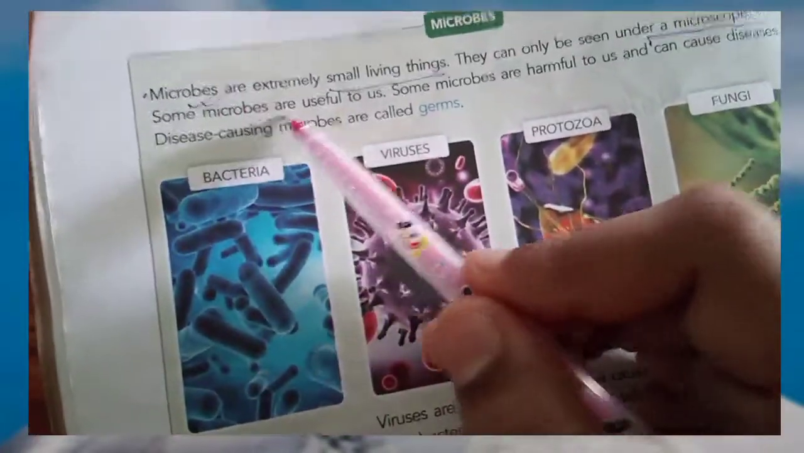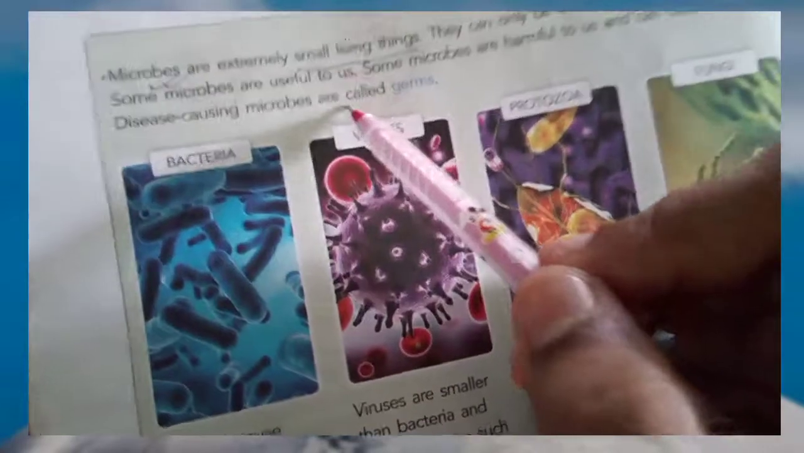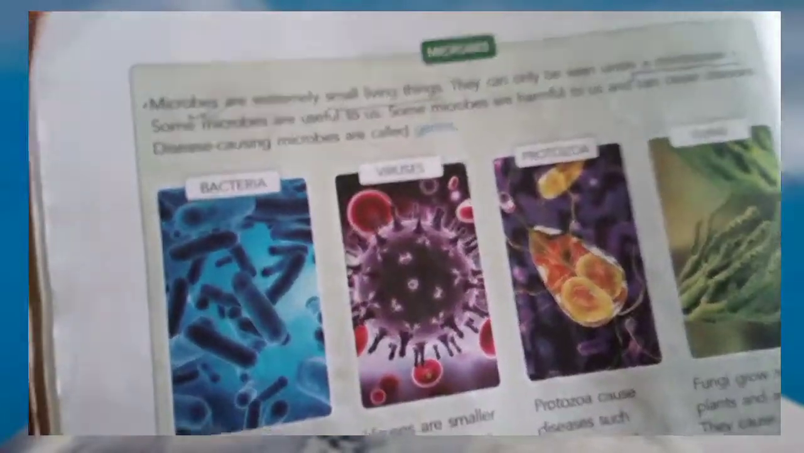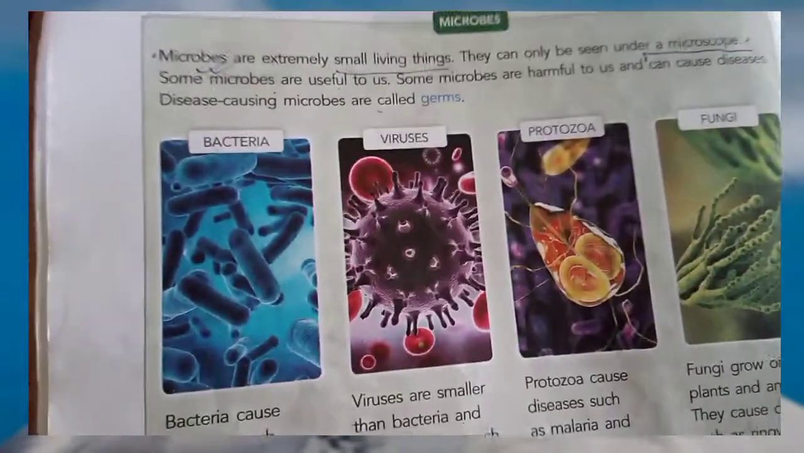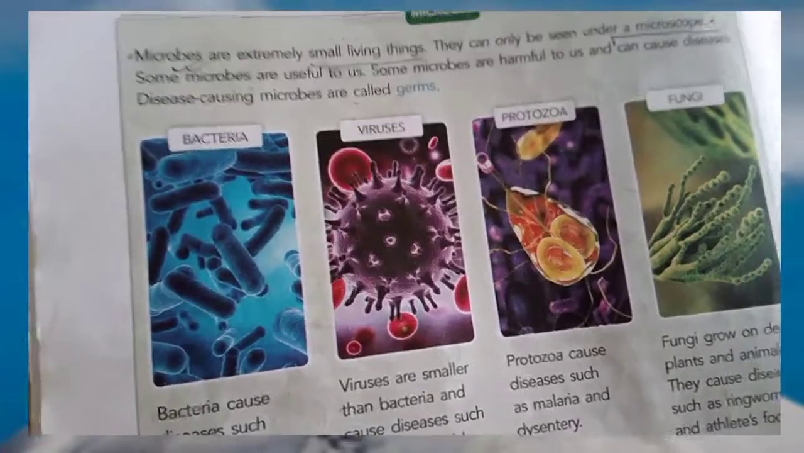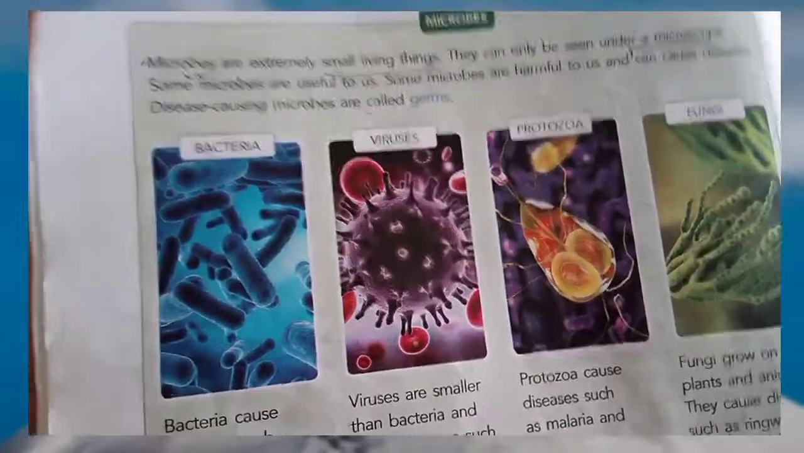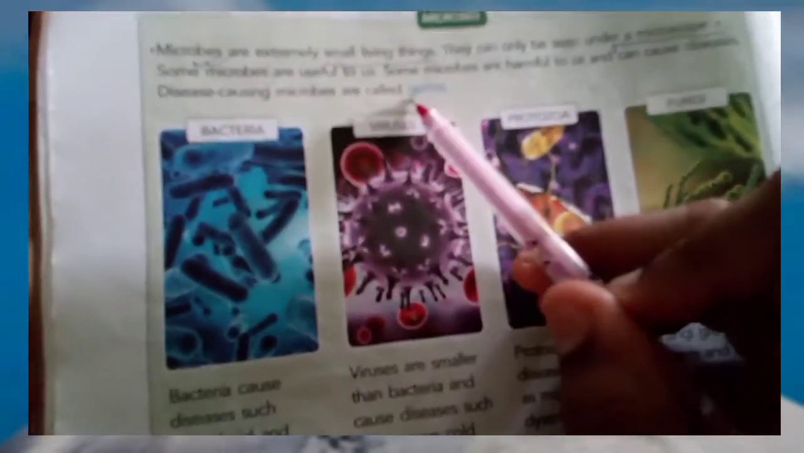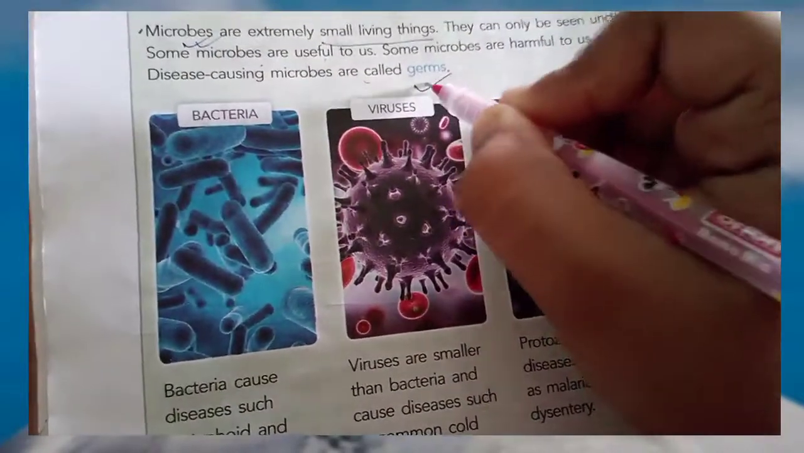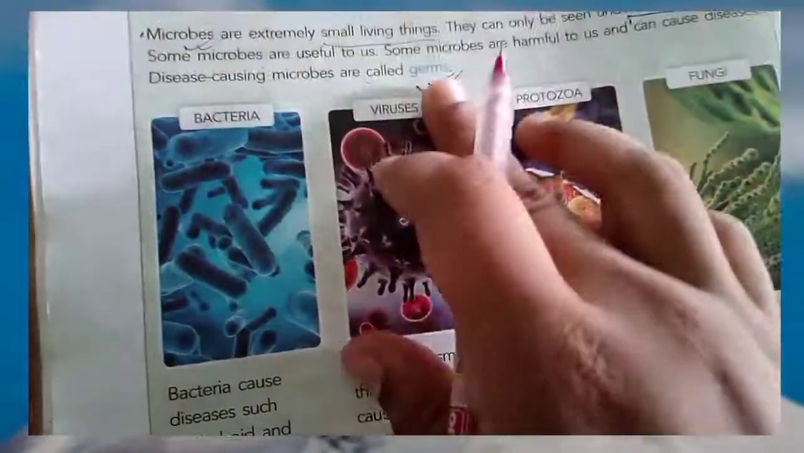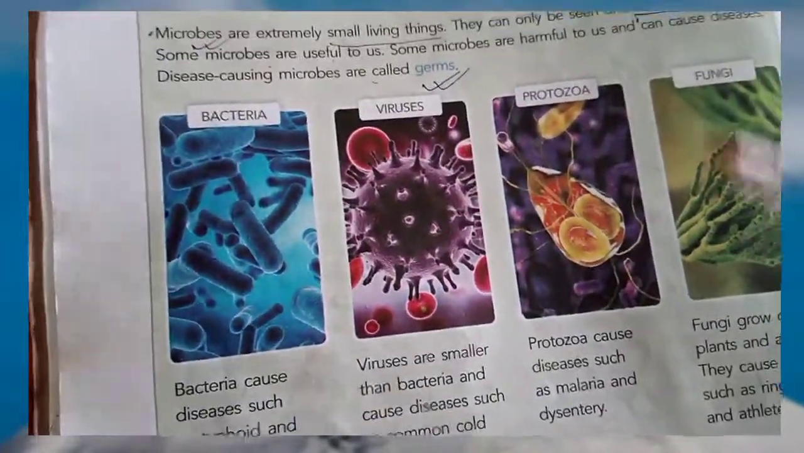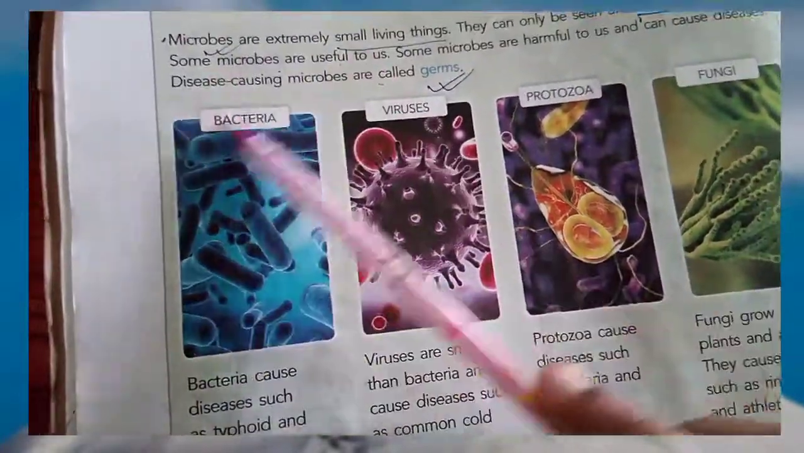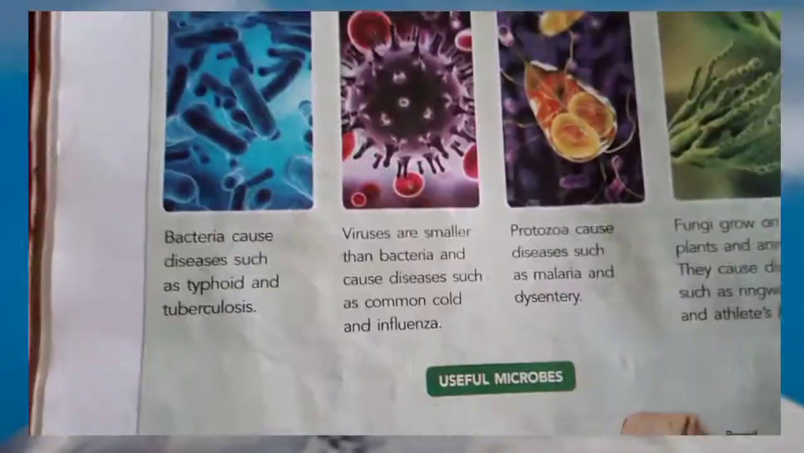Some microbes are useful to us, but some microbes are harmful to us and can even cause diseases. So disease-causing microbes are called germs. So what are they called? They are called germs. Microbes which cause diseases are called germs.